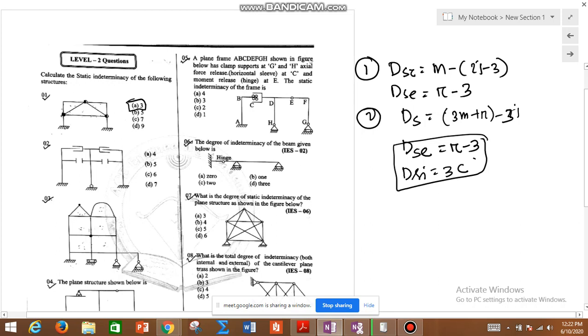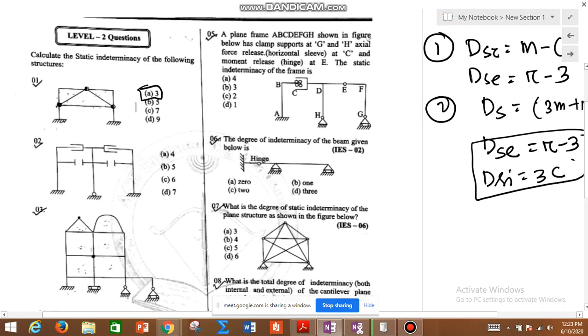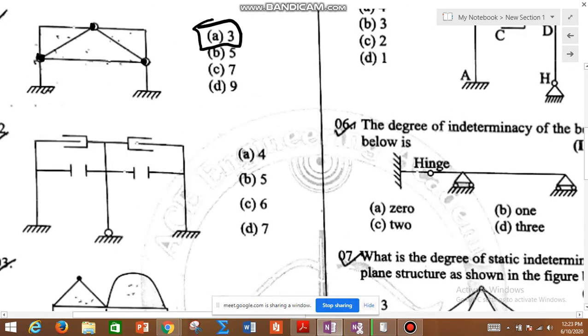Okay, 3. Now you solve the second question. Second question you try to solve. So here are some axial hinge and shear hinge. If you zoom this one, so this is the figure. So these are the axial hinge parts. This is axial hinge. You draw the figure, then I will solve.